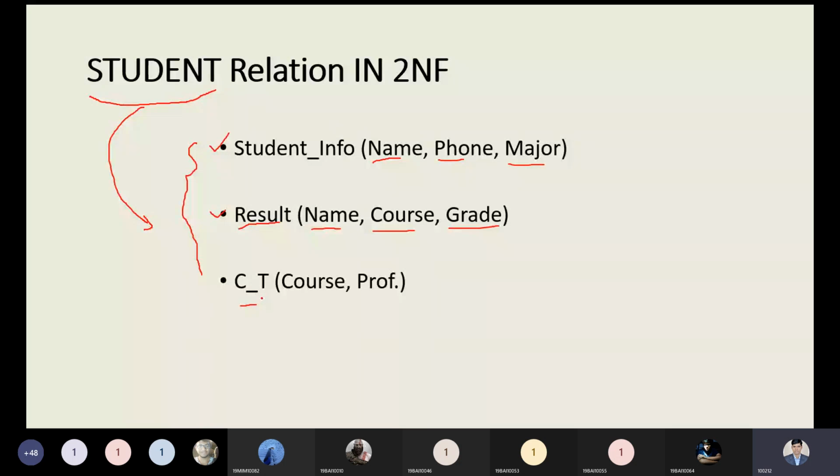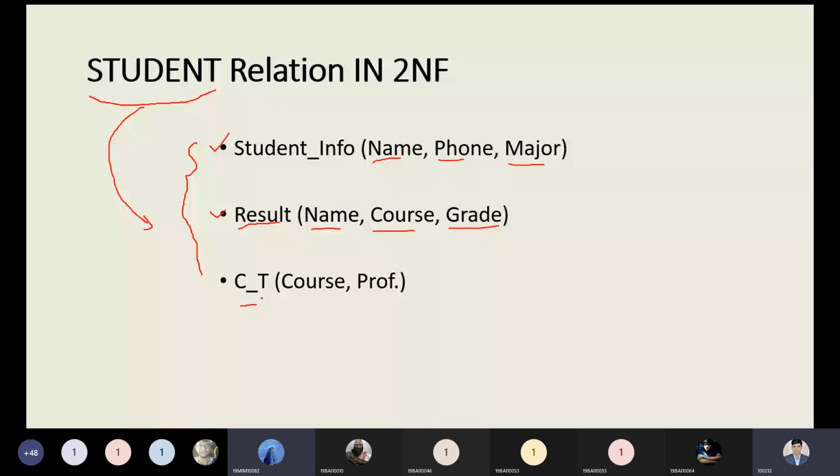Non-key attributes depend on the key attributes. Can we say that? Yes, sir. So how can you say? Sir, if we see student info, sir, name, phone, and major. If we have name or student ID, sir, that can be the key attribute, and the rest become non-key attributes. So in this way, non-key attributes depend on the key attribute.